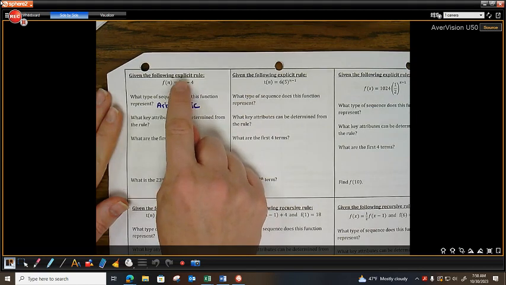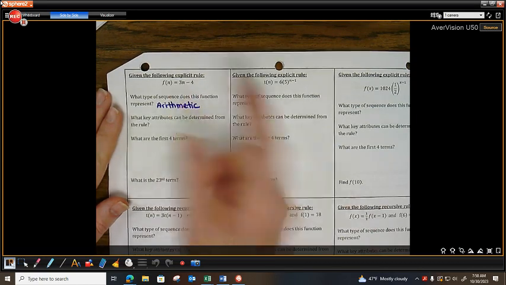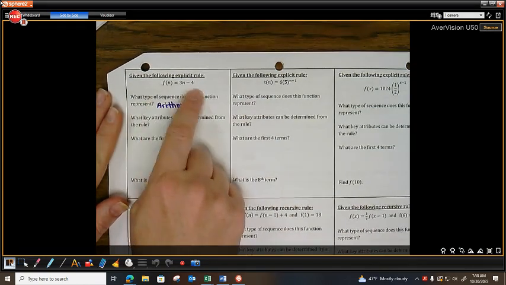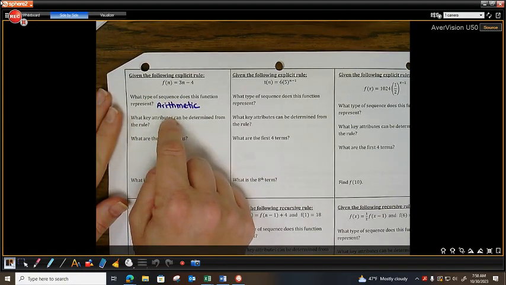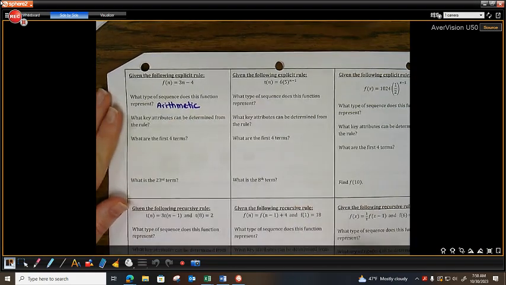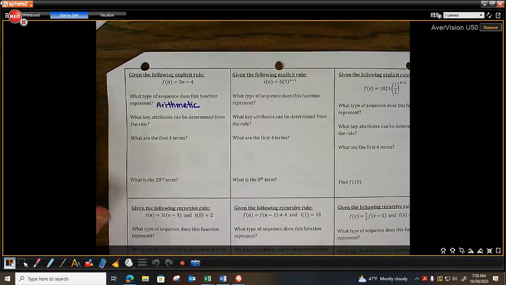Y equals what? Mx plus b. So this is linear, which makes it arithmetic. Okay? Linear functions are arithmetic. Okay? What key attributes can be determined?